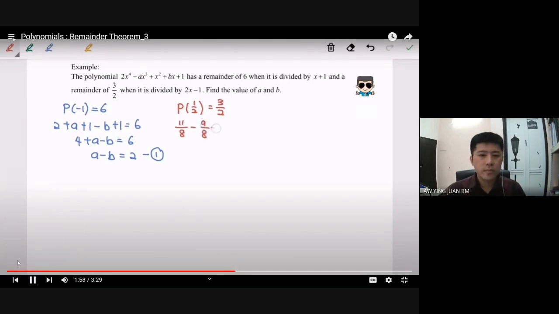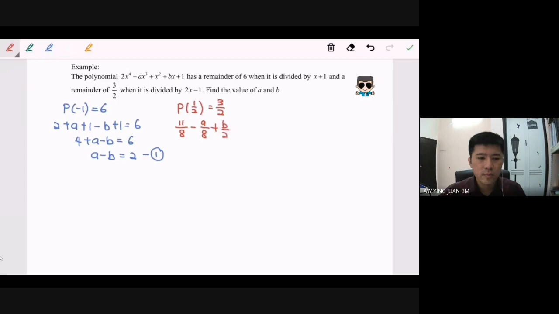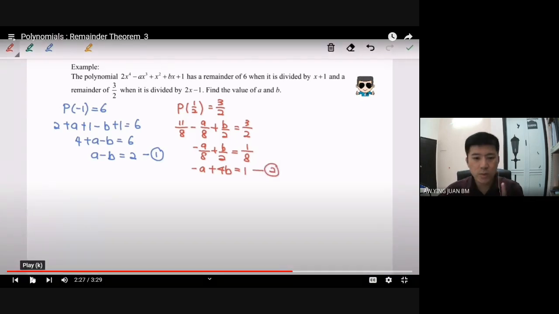A over 8 plus b over 2 for the left hand side and equals to 3 over 2. Simplify the situation, we will have negative a over 8 plus b over 2 and equals to 1 over 8. Again, I will multiply 8 for both sides. So finally, I will have negative a plus 4b equals to 1, which is my second equation. So nampak saya buat apa? Saya terus simplifykan dia. Maksudnya semua saya darab dengan 8. Faham? So saya dapat negative a plus 4b equals to 1.